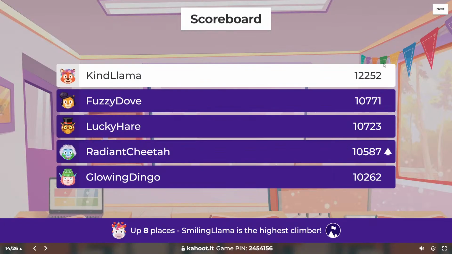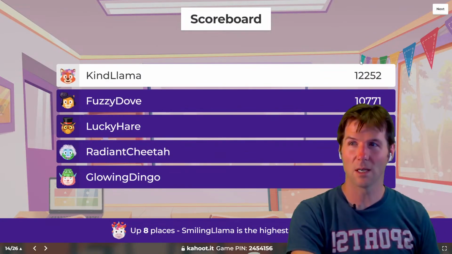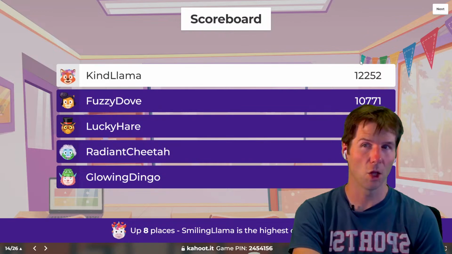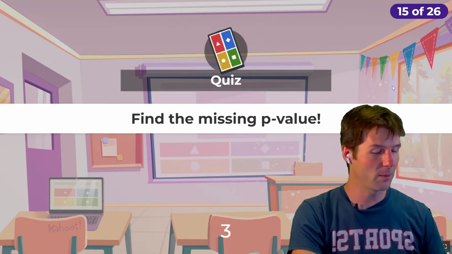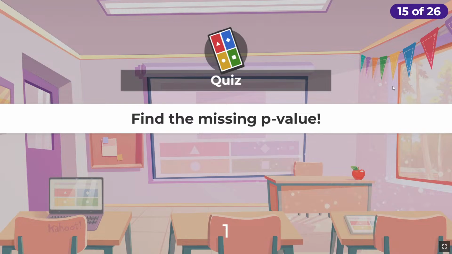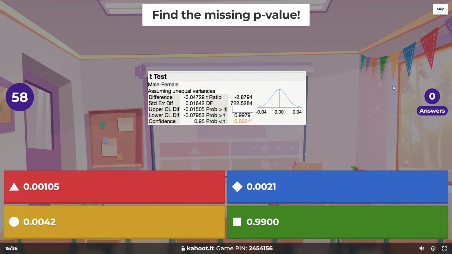Pretty good job. Leaderboard time. Kind llama, fuzzy dove, lucky hare, radiant cheetah, and glowing dingo. Next question. Let's do this. Find the missing p-value. Let's see if you can do it. This is a test of your knowledge, so it should be pretty quick.